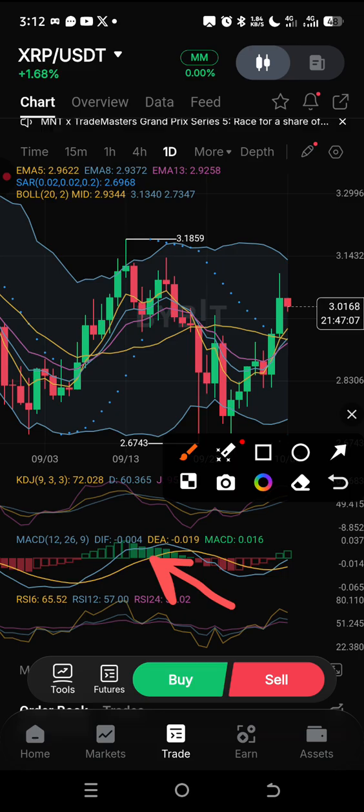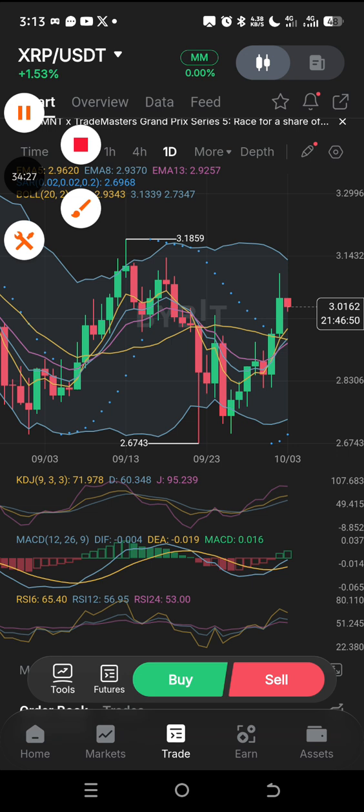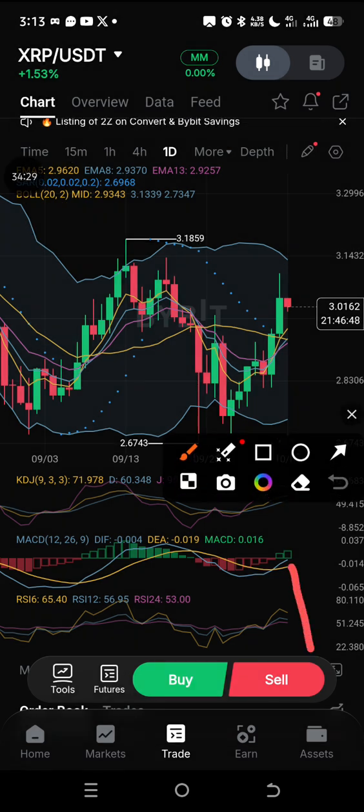It tells you of what buyers and sellers are doing in the market. That's what the MACD does. So when you see it printing green, as you can see, it is printing green now, right there. What does that tell you? That the market is bullish.